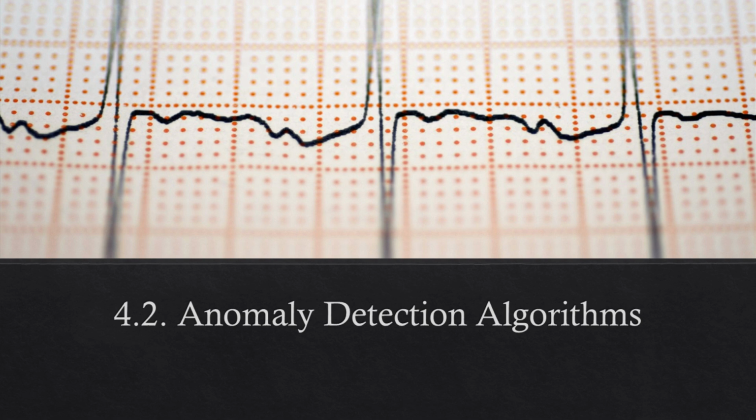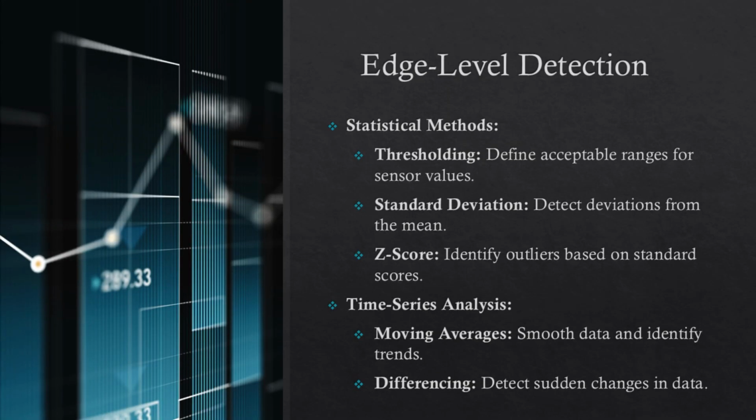At the edge, we implement real-time anomaly detection using lightweight algorithms suitable for the device's limited resources. Statistical methods. Thresholding: we define acceptable ranges for sensor values. If a reading falls outside this range, it's flagged as an anomaly. Standard deviation: by calculating the standard deviation from the mean, we can detect significant deviations that may indicate a problem. Z-score: this method identifies outliers based on how many standard deviations a data point is from the mean.